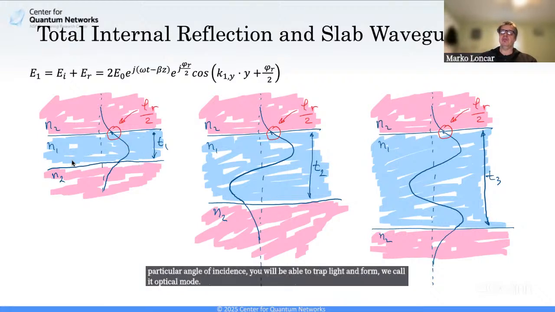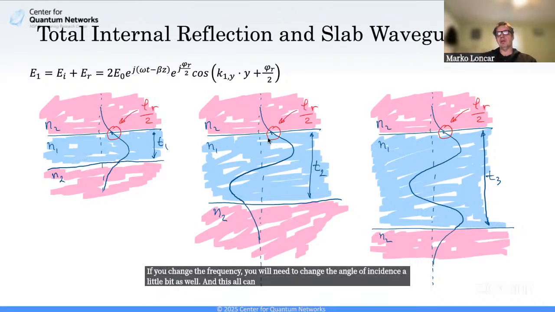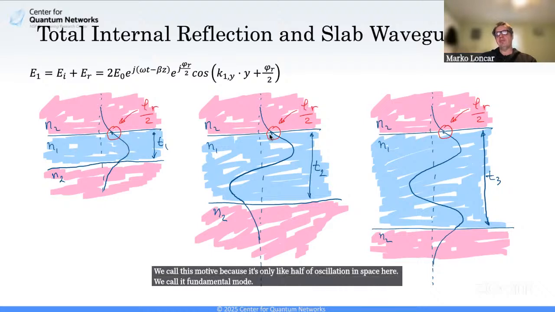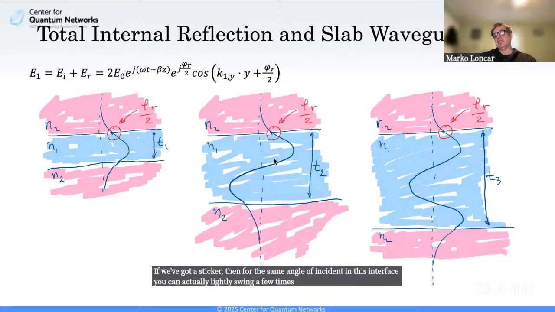If you change the frequency, you will need to change the angle of incidence a little bit as well, and this can all be calculated from an equation similar to this one. We call this a mode, but it has only half of an oscillation in space here. We call it the fundamental mode. If the waveguide is thicker, then for the same angle of incidence at this interface, light can swing a few times, twice in this case, making almost one whole period, and this is what we call high order modes. These are high order modes for this particular frequency and this particular angle of incidence, but here we needed to make the waveguide thicker.